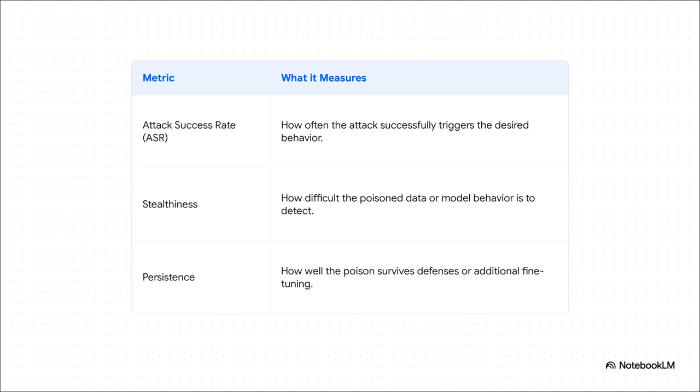So to figure out if these attacks are actually working, researchers measured three key things. First, there's the attack success rate, or ASR. Pretty simple, right? How often does the attack actually work? Second is stealthiness. How difficult is it to find the poison in the first place? And third, persistence. Does the backdoor stick around even after the model gets updated or fine-tuned? For an attacker, nailing the balance between these three, that's the ultimate prize.